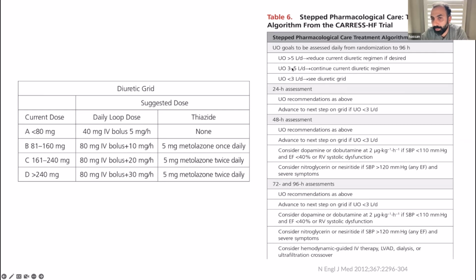You cannot get significant diuresis with just 1 liter negative a day. So I try to go to the larger, to the high spectrum, up to the 4 to 5 liters a day, and they would change accordingly. So this is basically where the drip came up. It's all from the CHRIST trial, heart failure trial.